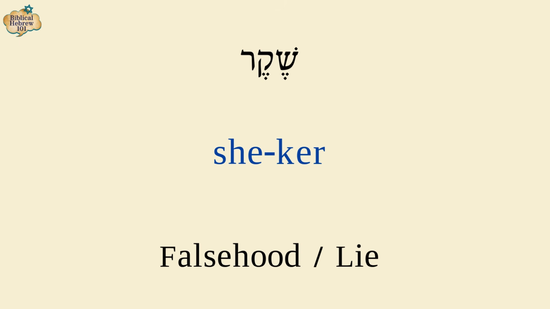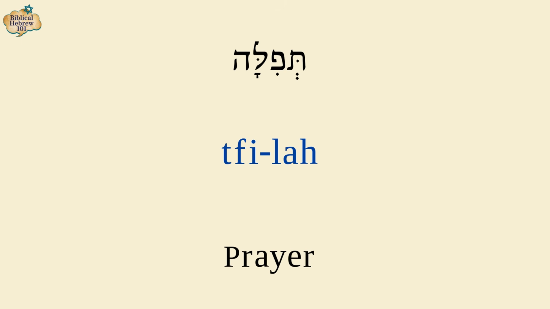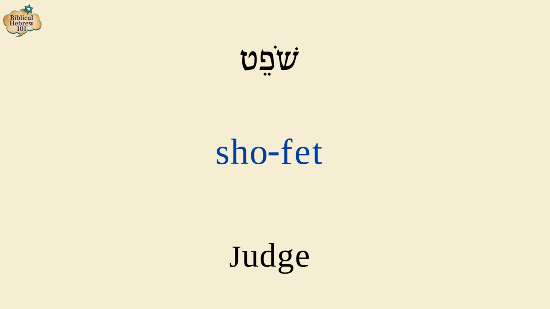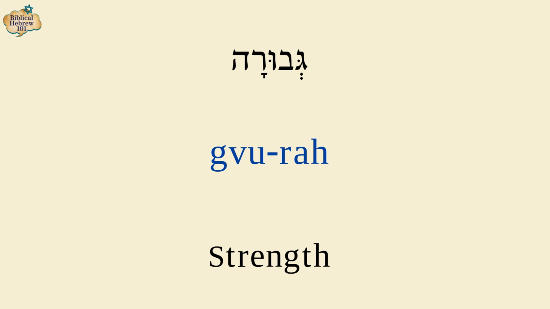Sheker is falsehood. Sheker. Tfilah is a prayer. Tfilah. Shofet is a judge. Shofet. Gvura is strength. Gvura.